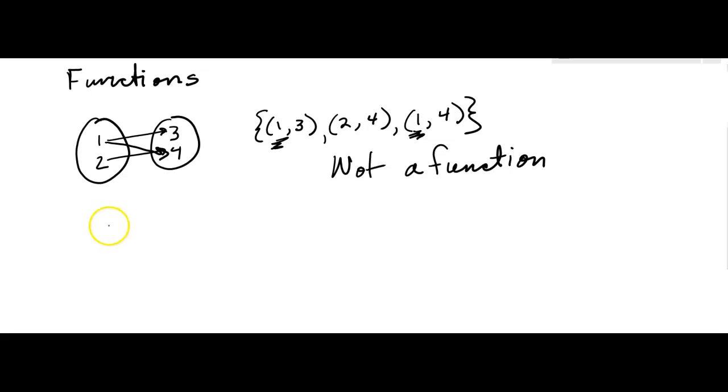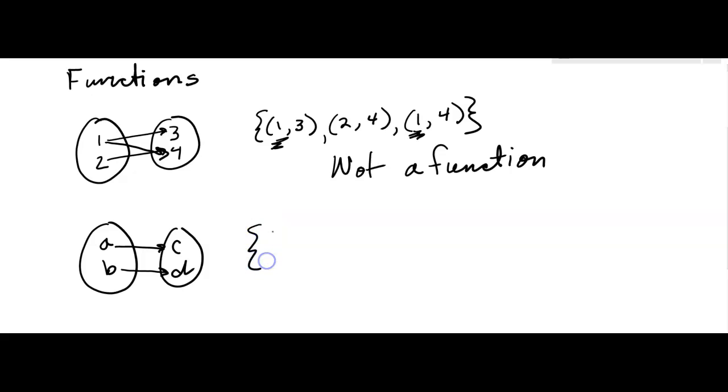But if I had something like A and B and C and D, I'm just trying to do simple examples here, and I had A go to C, and I had B go to D, that would be fine. That's a function, right? Okay, so this is a function. And I can write it as ordered pairs. So yes, this is a function.